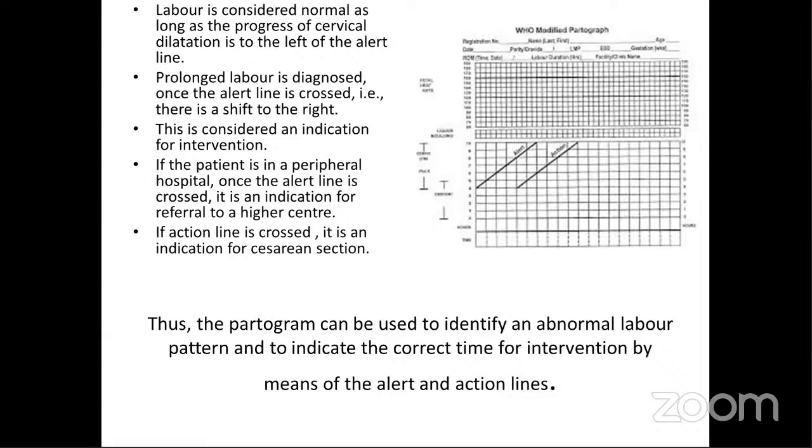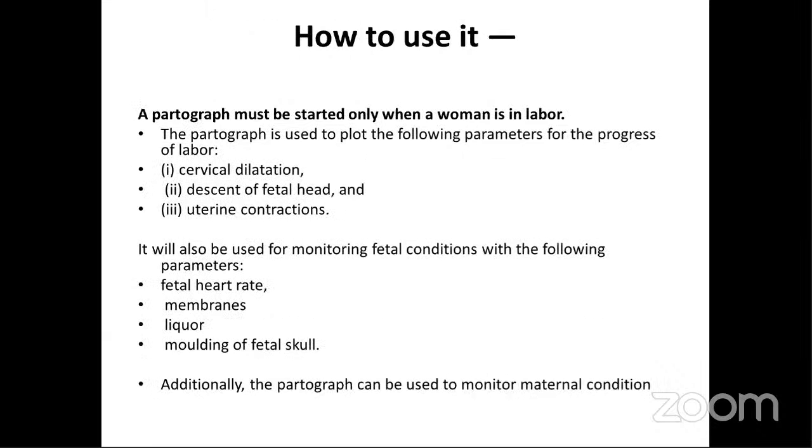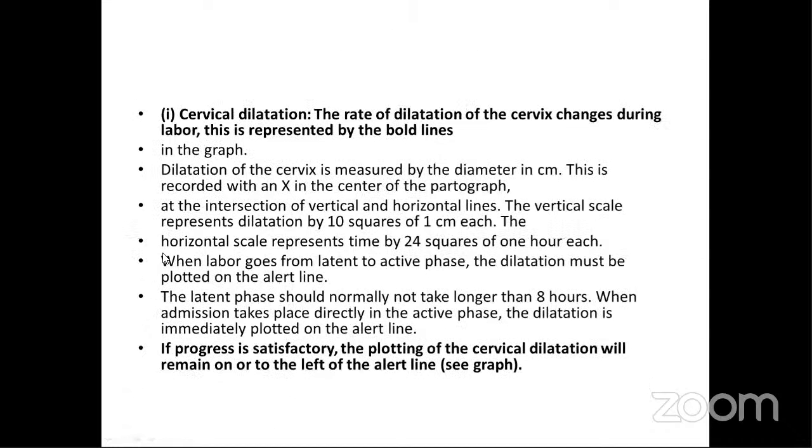Yes, ma'am. Fine. So now, how do we use it? As I already discussed most of the points, the partograph is used to plot the cervical dilatation, the descent of the fetal head, as well as the uterine contractions. The fetal parameters are FHR, membranes, liquor, and even the molding of the fetal skull. These are all monitored on the graph.